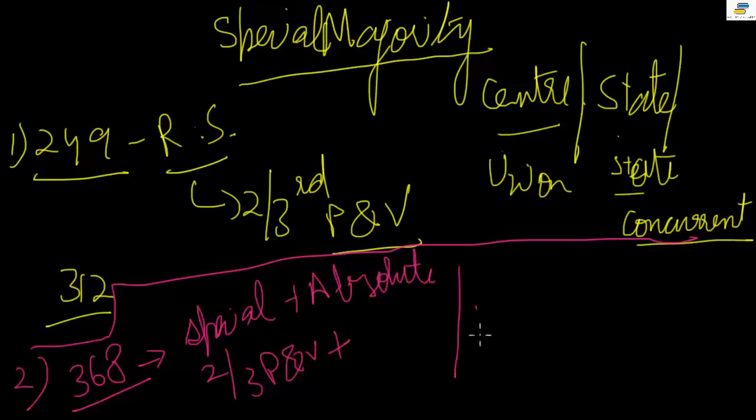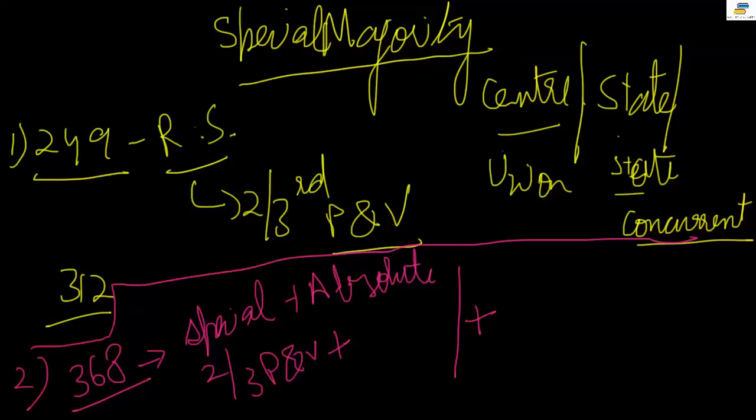Plus there are certain provisions under 368 for which you need more majority, right? And that is, you also need simple majority of at least half of the states of India. So 368 is a case. When we talk about 368, I will talk to you about this special kind of majority, right? Now these are the basic areas where you need special majority. Where else it is needed, I'll talk about that.